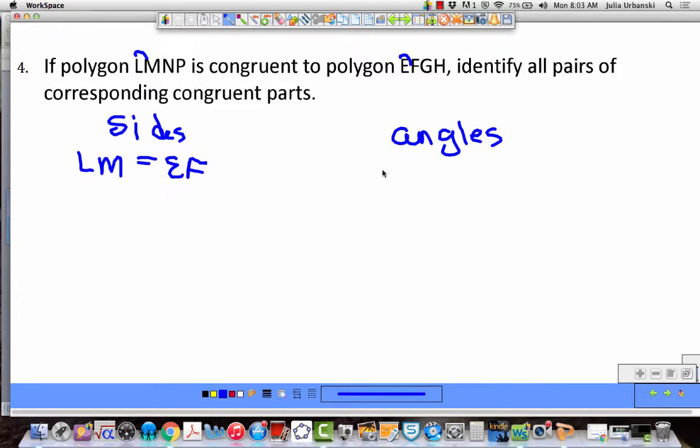And for the angles, give me one pair of matching angles. Angle H is congruent to angle P. Okay, there's 3 more of each. Work on that for a second. Try to find all the possibilities.